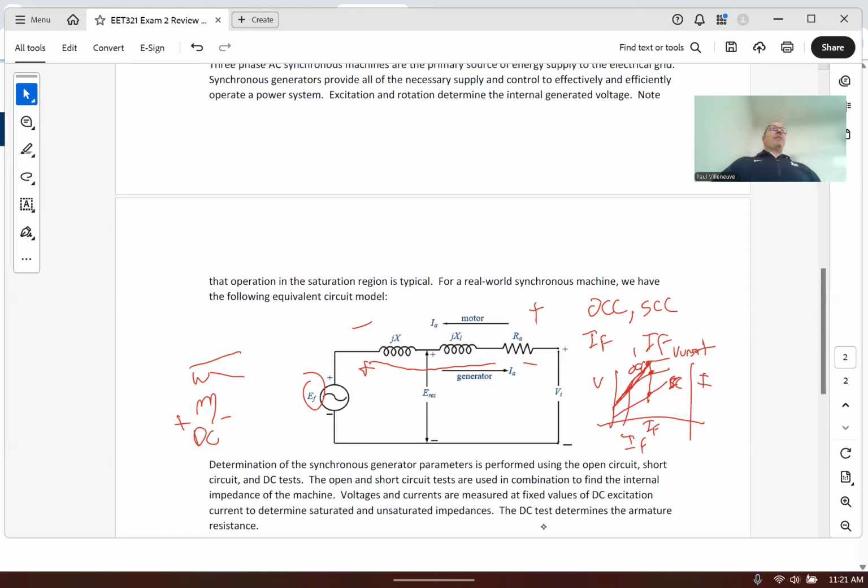Same thing with power. We can tell if it's a motor or generator just by looking at the torque angle. If EA is leading VT, then it has to be a generator. If it's lagging, then it's a motor. So you can just look at a phasor diagram. That's why we spend so much time in this class looking at phasor diagrams, because they tell you a lot about how the system is operating. Power system operation is always looking at magnitudes and angles to determine what's going on.